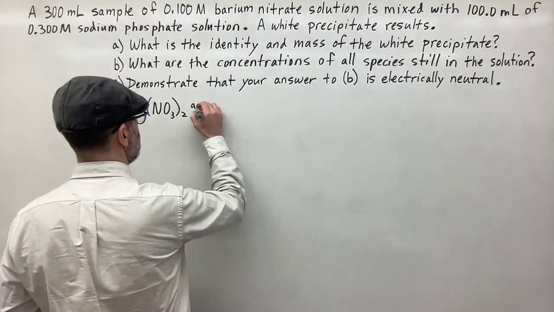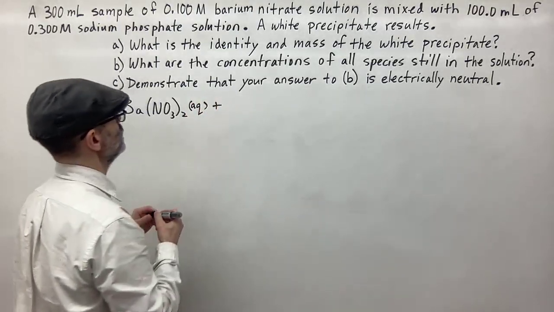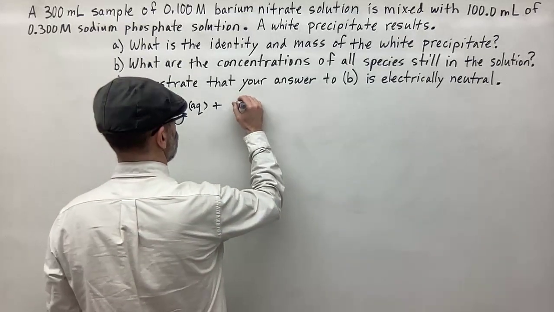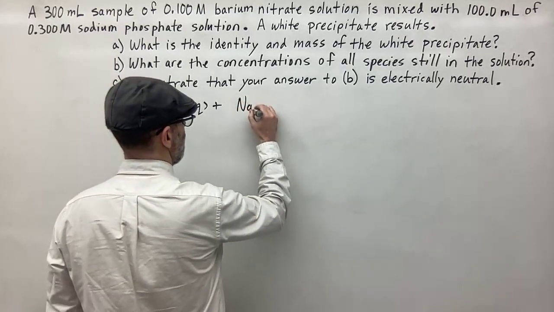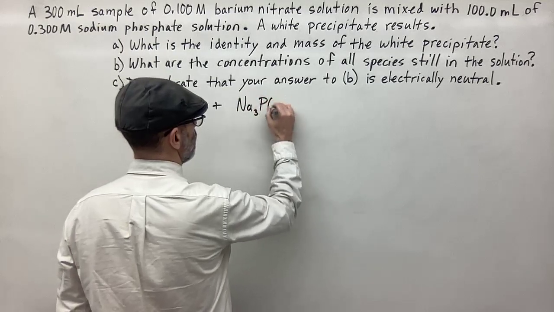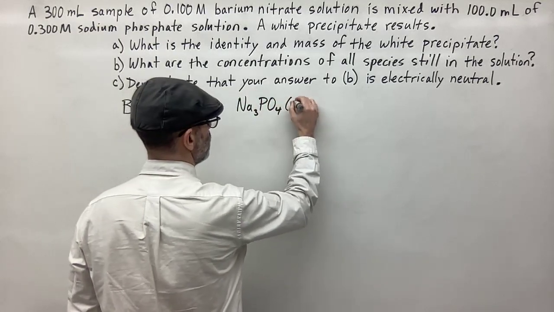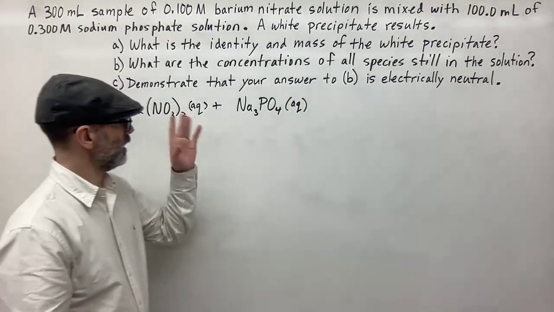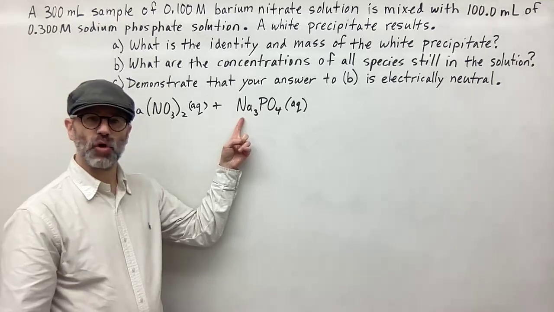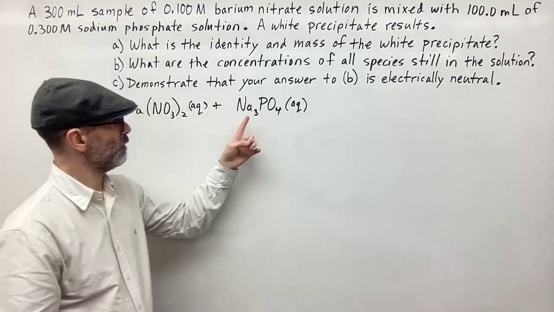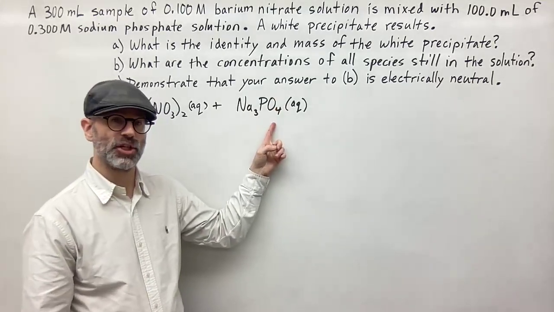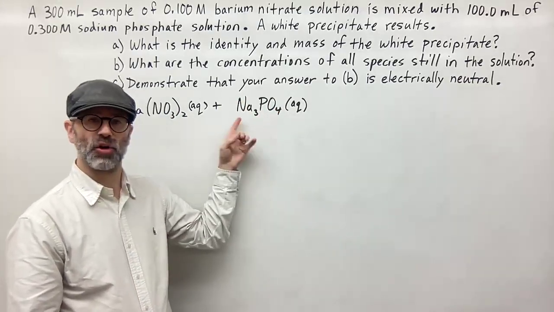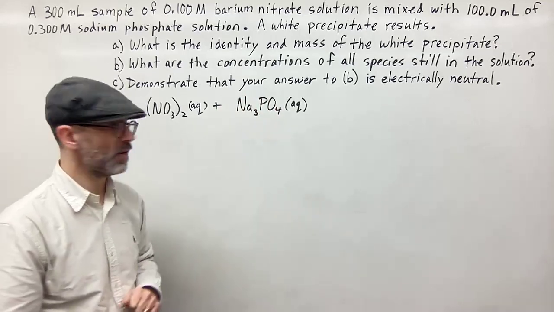That is going to be aqueous, plus we have the sodium phosphate. So we're going to have Na3PO4, and that's going to be aqueous too because these are solutions. And again, the sodium ion is a +1 charge. Your phosphate ion has a 3- charge. So you need 3 sodiums to balance the charge in your phosphate. So this is the formula for sodium phosphate.